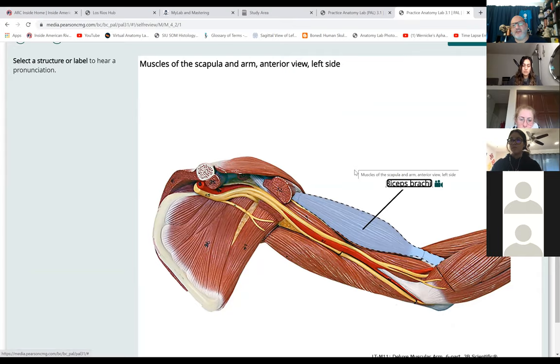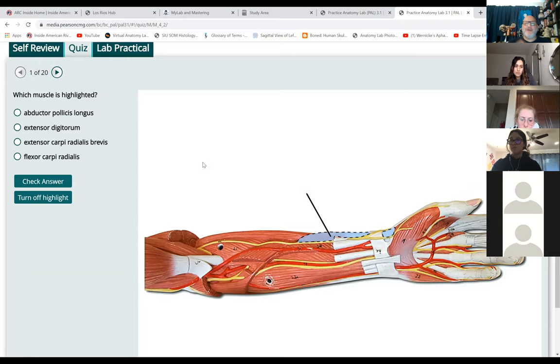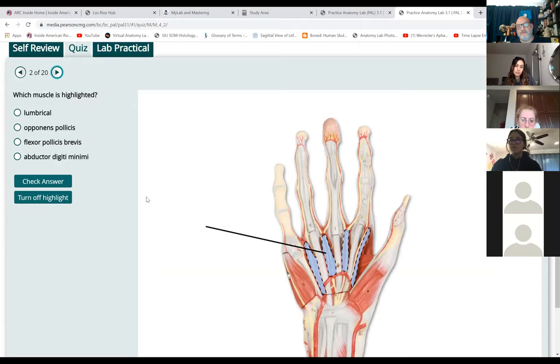As you start to feel comfortable with these, there are quizzes where we'll point at a muscle. Now, again, you have 600 named muscles in the body. Is it possible that your quiz could show you one of the muscles you're not responsible for? Yes. And if it does, do you care? No. Just go on to the next one. Find one where it does show something you're responsible for, right?